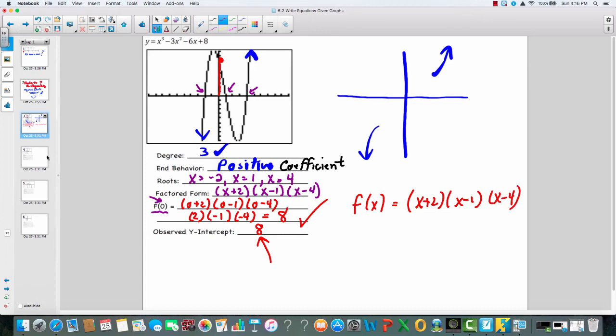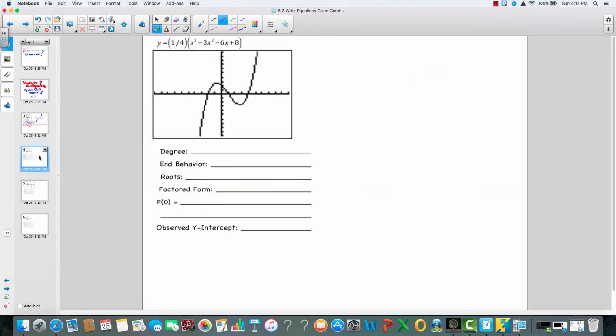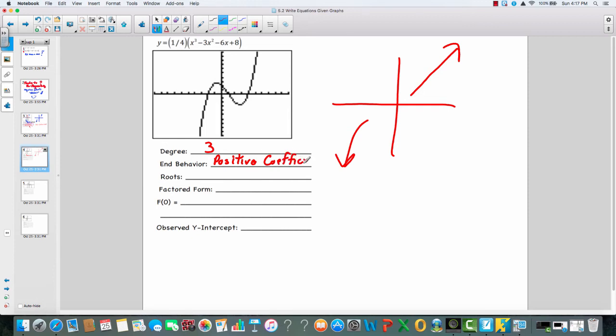Okay, so let's look at the other graph, which had the same exact roots, but it was a little more squishy. So the next example, what is the degree? Same, 3. What's the end behavior? Same. Like this, right? So that would be a positive coefficient. Okay, so roots, same. Roots are going to be x equals -2, x equals 1, and x equals 4.